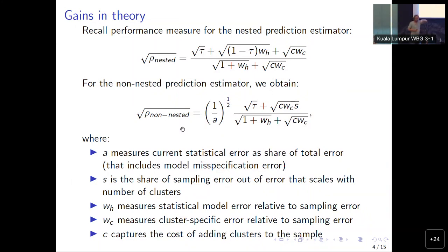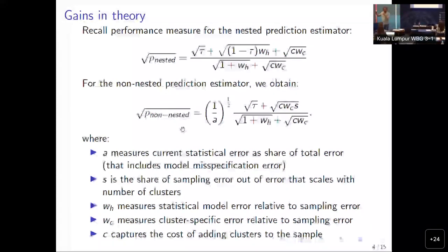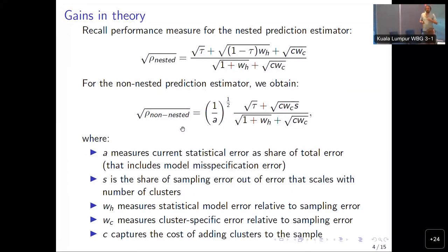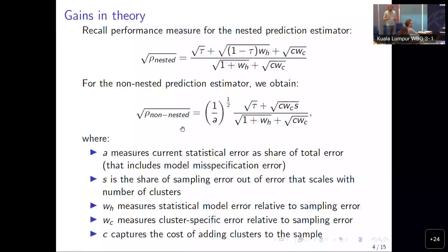the current statistical error that is relevant to the current generation as a share of the total error, and the total error is that same statistical error, but it also includes that model error that you might be opening yourself up to. So if that A is very large, it's good because it means that most of the error is statistical error, and the model misclassification error, this threat you might be exposing yourself to, is modest, right? If A is very small, it means that model misclassification error becomes a critical component of the total error structure. So A is a very critical parameter here.